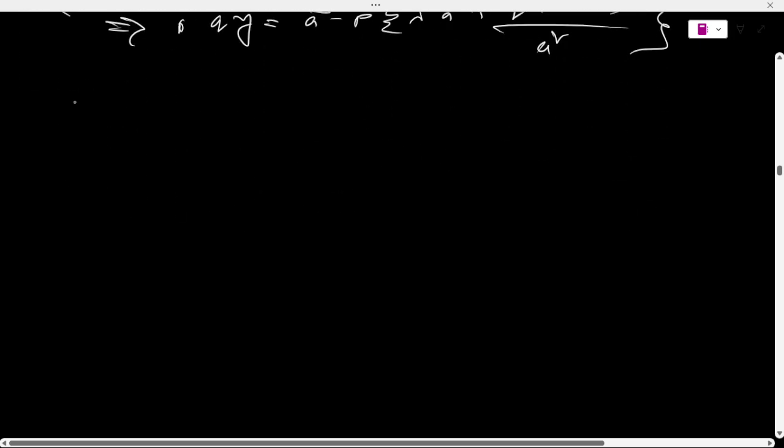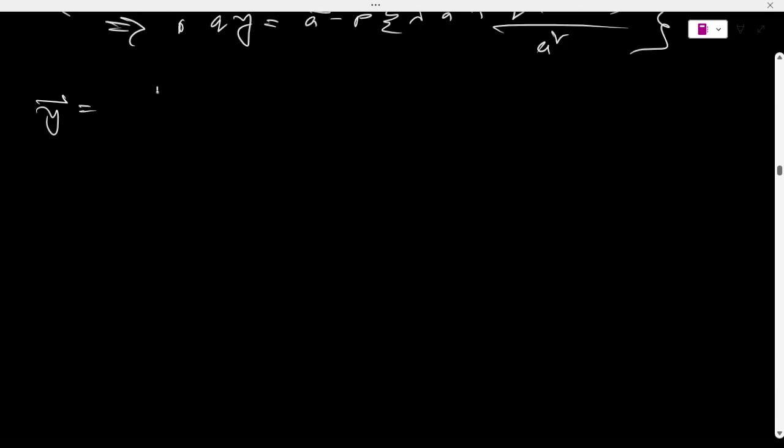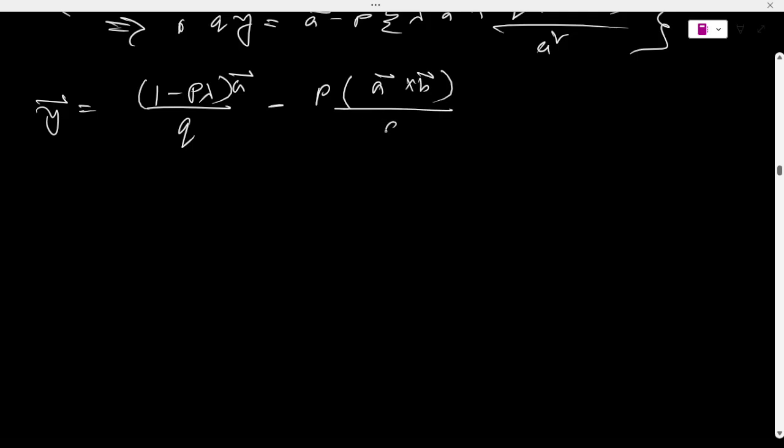So y vector will be 1 minus rho lambda divided by q into a vector minus into a vector cross of b vector divided by a square. This will be the ultimate answer, guys.